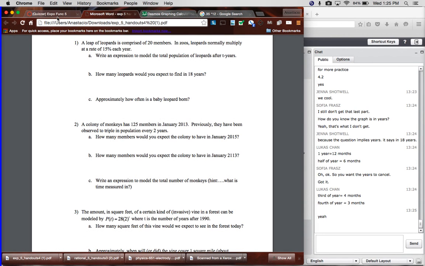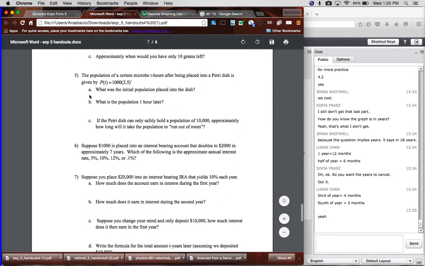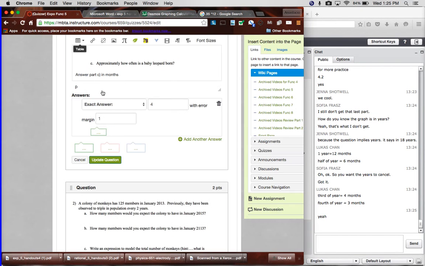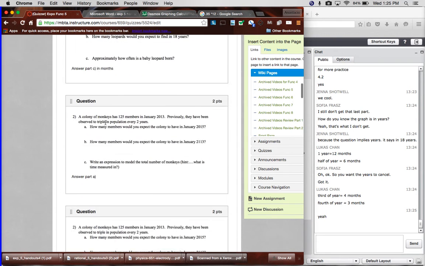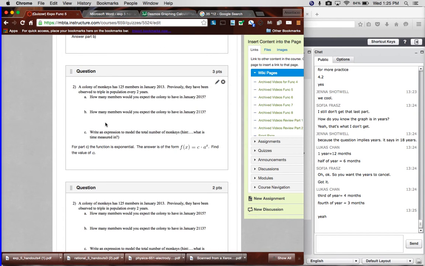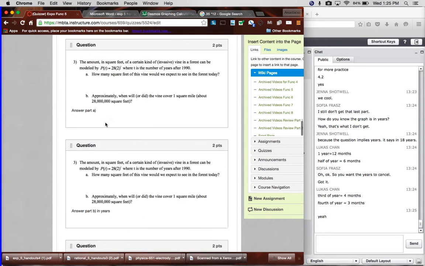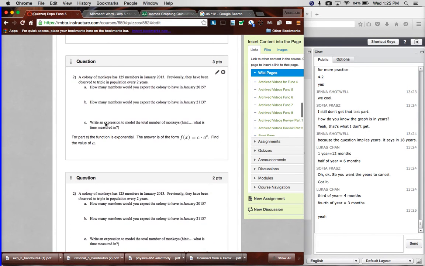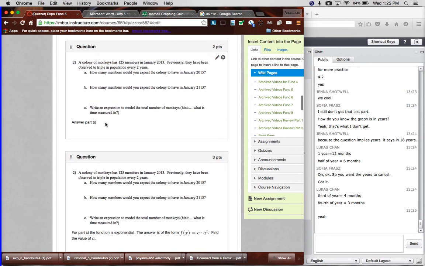All right, let's try this one. Let's try something hard. Here we go. This will be good. A colony of monkeys has 125 members in January 2013. Previously, it observed a triple in population every 2 years. Triple in population every 2 years. How many members would you expect the colony to have?